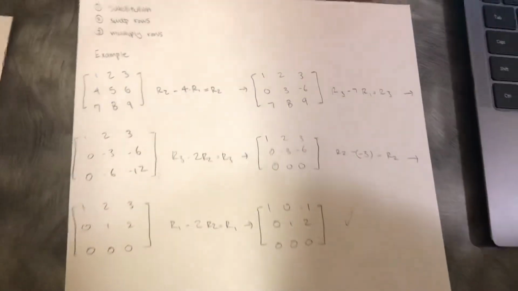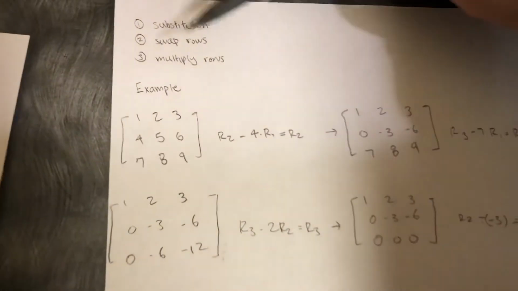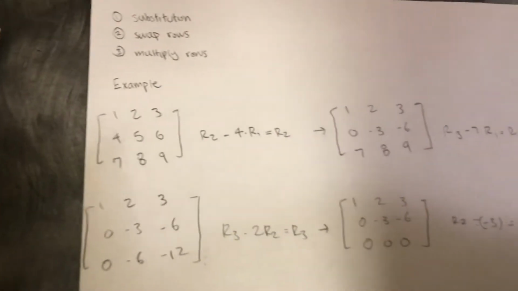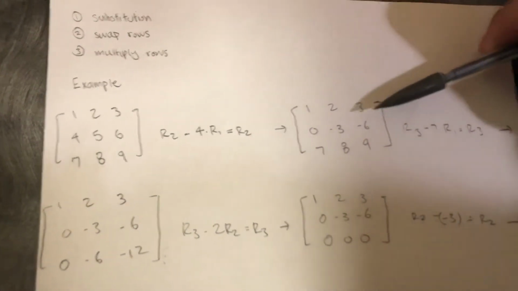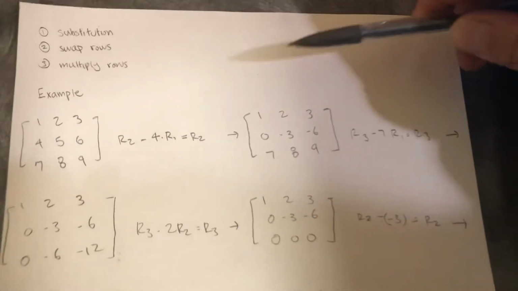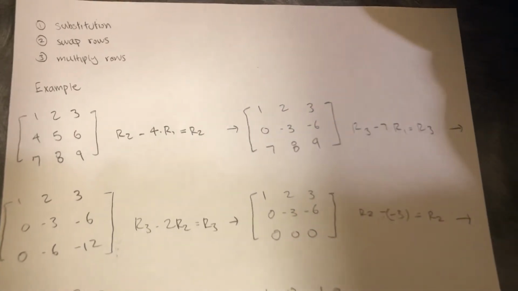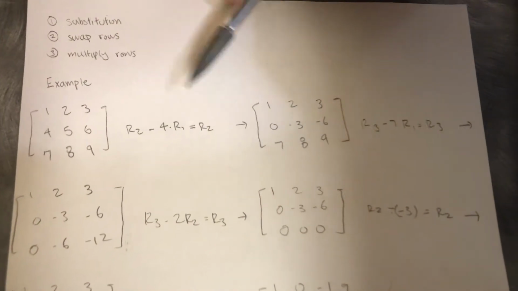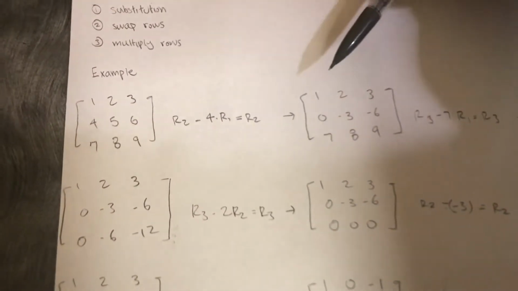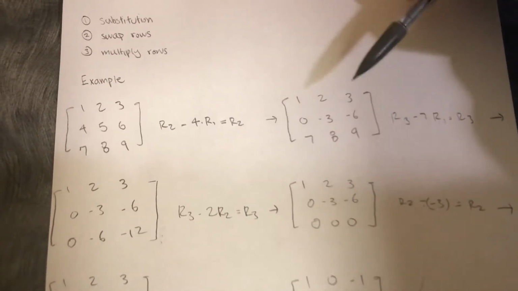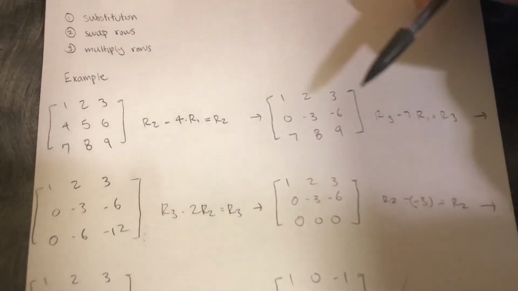So we have an example of a matrix right here: 1, 2, 3, 4, 5, 6, 7, 8, 9. We first want to look at the row below, and we want to zero out this entry right here because it's below a pivot. So in order to do that, we're going to take row 2 and subtract 4 times row 1, which is going to get us 1, 2, 3, 0, -3, -6, 7, 8, 9.